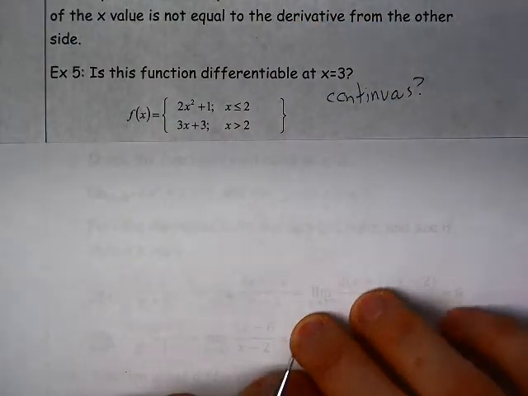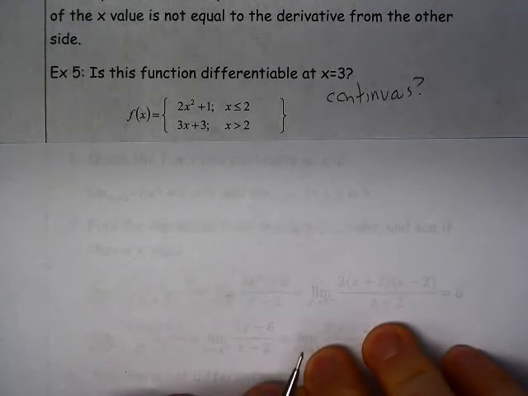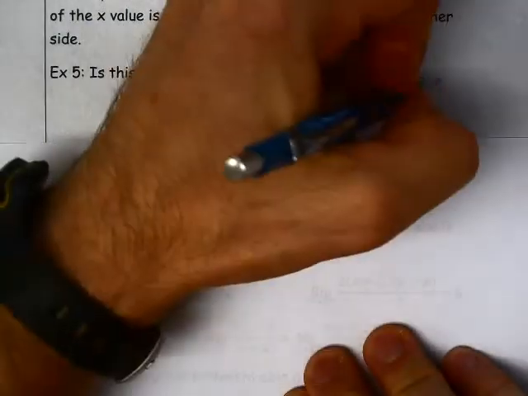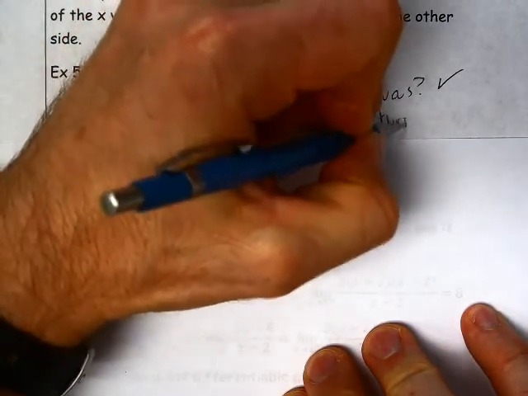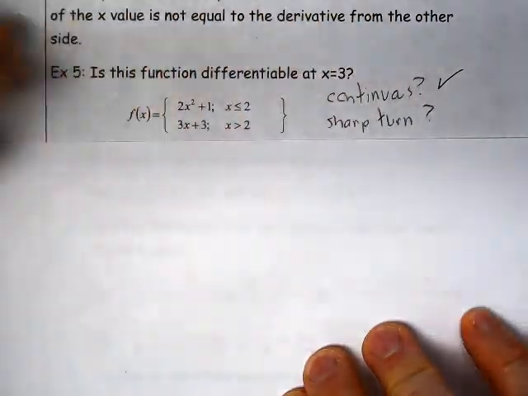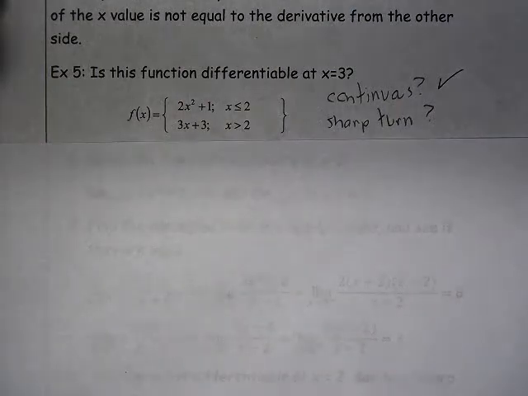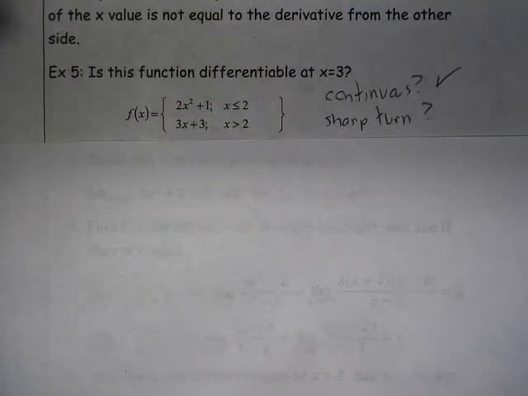If the function is not continuous, then it's not differentiable. We can stop there. If we find that it is continuous, then we have to check for a sharp turn and see if there's a sharp turn there. Okay, so let's take a look at what that means.